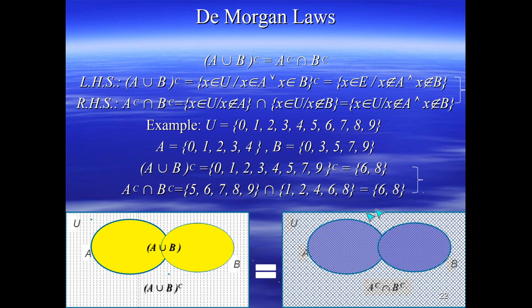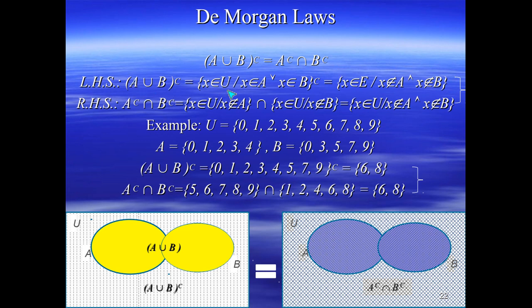So these lines, this texture outside this blue area, is A complement intersection B complement. It is the common area of A complement and B complement. This is the area outside A and outside B, this blue shaded area. So we see both textured areas outside the two eggs, two potatoes or egg-shaped forms, which are the sets. It's the same area. So A union B complement is equal to A complement intersection B complement. Let's now prove it officially or formally with a description.